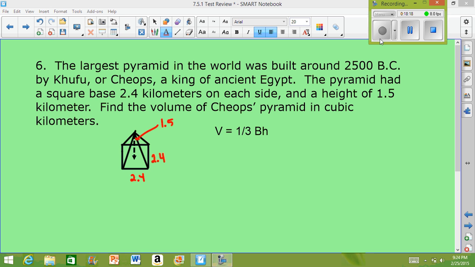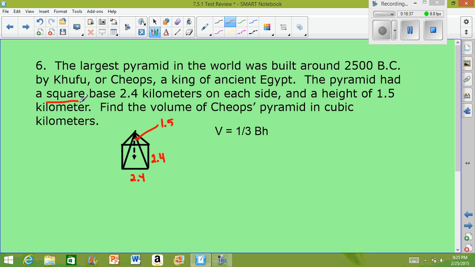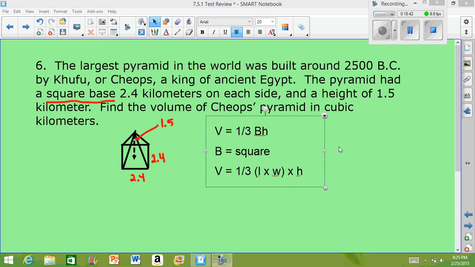That formula for volume of a pyramid is 1/3 big B times H. Remember that big B stands for area of the base. So we are going to find our base. It tells us we have a square base. So that means we are going to replace the big B with the formula for area of a square.